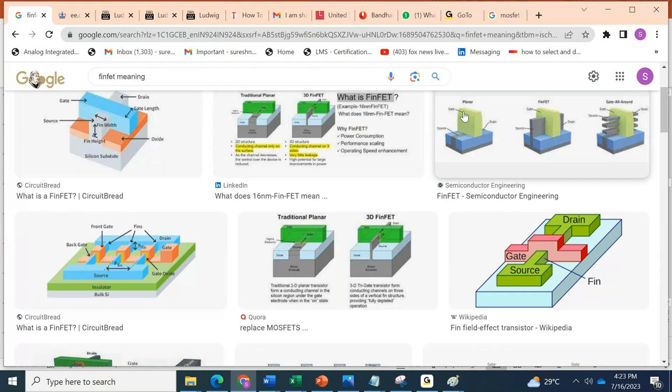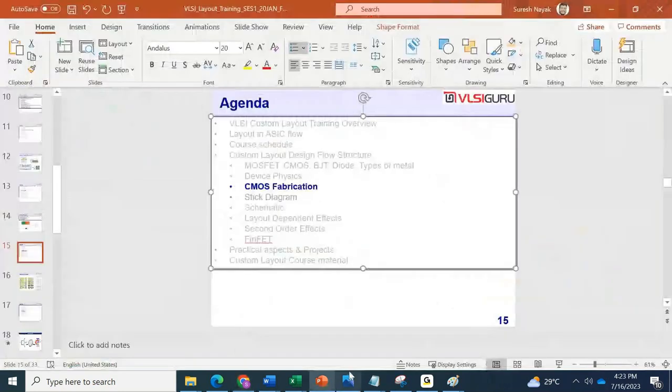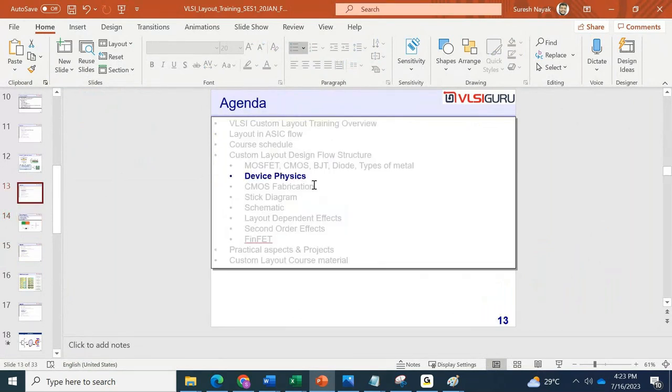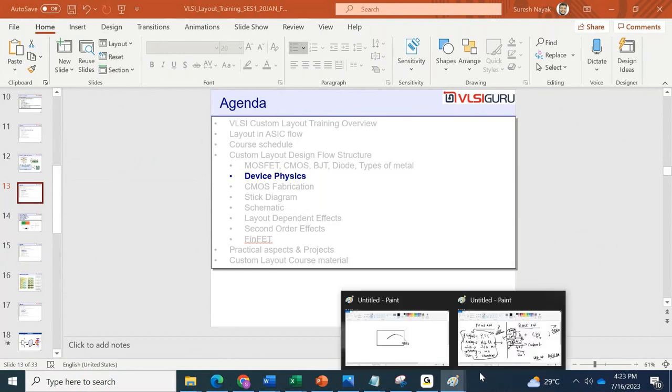How the fabrication is done is also one topic that will be covered. CMOS fabrication is also a two to three class topic. You will get to know what fabrication is, and what the layout is. Before that, you should know some basic concepts, otherwise if I jump directly to layout, you will be confused. So till now, anybody having a doubt or any query?